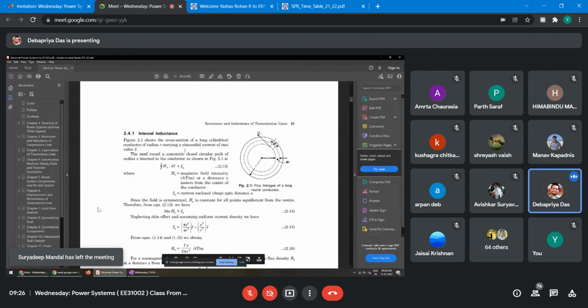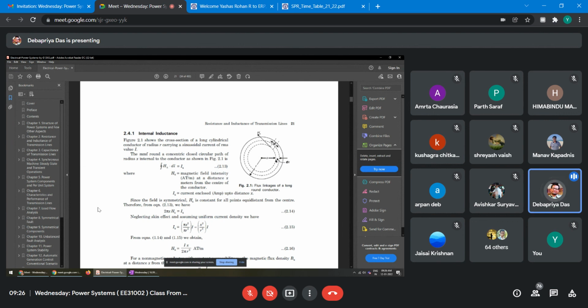this figure shows the cross section of a long cylindrical conductor of radius r carrying a sinusoidal current of RMS value I. The MMF, that is magnetomotive force, around a concentric closed circular path of radius x internal to the conductor, is inside the conductor. This is actually the cross-sectional view of the conductor, right? As shown in figure 1, it is the loop integral of hx dl equals ix. As it is concentric, this hx will be constant at every point. This is the magnetic field intensity, ampere turns per meter, at a distance x meter from the center of the conductor. And ix is the current enclosed up to distance x, right?